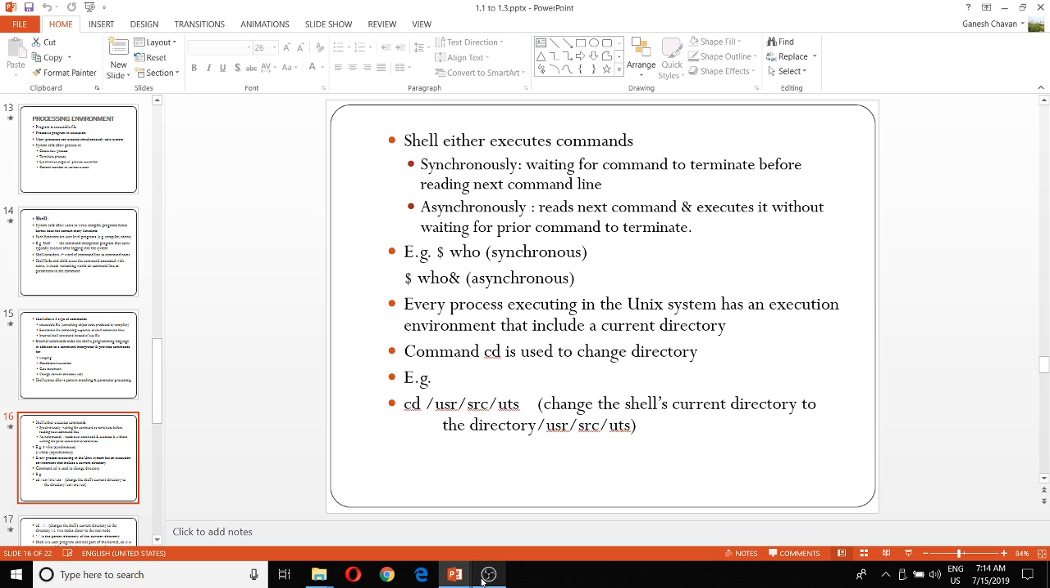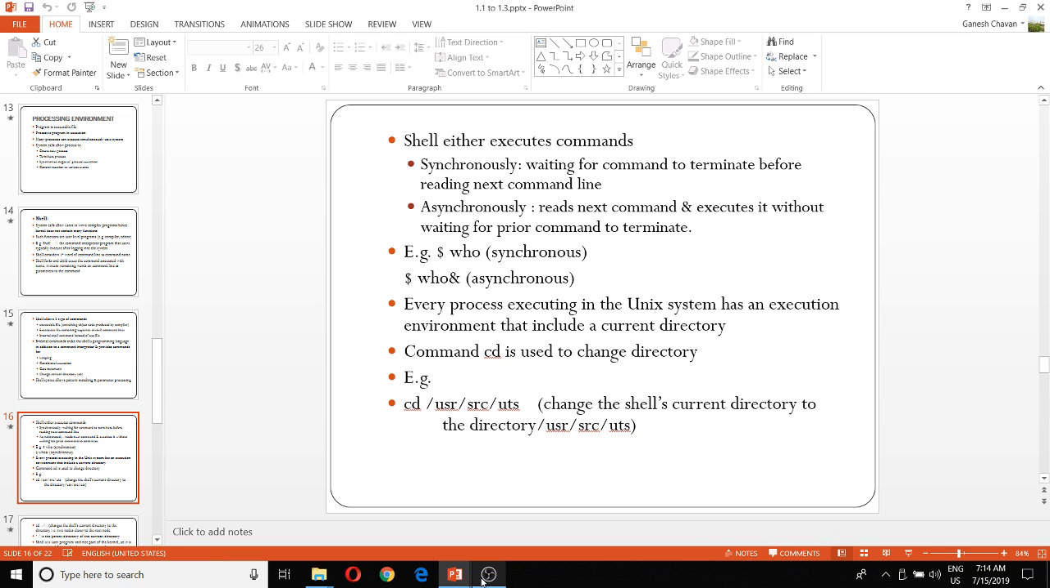Shell syntax allows pattern matching and parameter processing. The shell executes commands either synchronously or asynchronously. When it does it synchronously, it waits for a command to terminate before reading the next command line. When it does it asynchronously, it reads the next command and executes it without waiting for the prior command to terminate. Example: $wu is synchronous and $wu & is asynchronous.